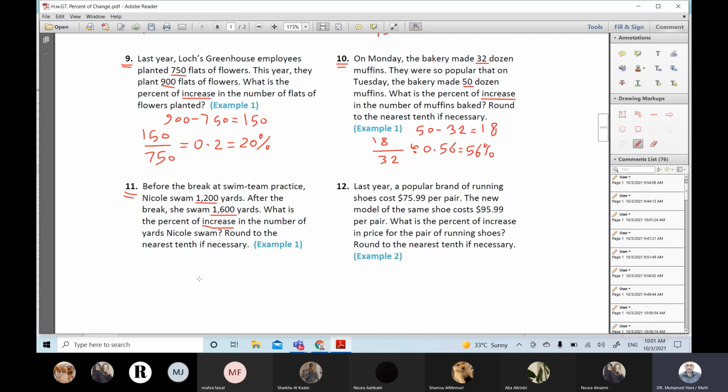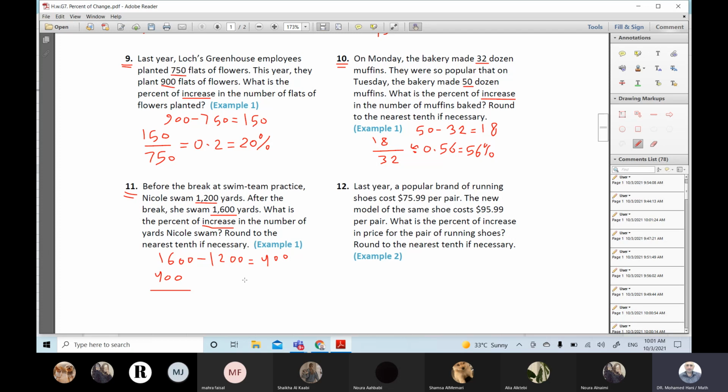Great work. So we want to find the amount of increase. So we can write here 1,600 minus 1,200 means we have 400. Then use the rule, the part, we have 400.